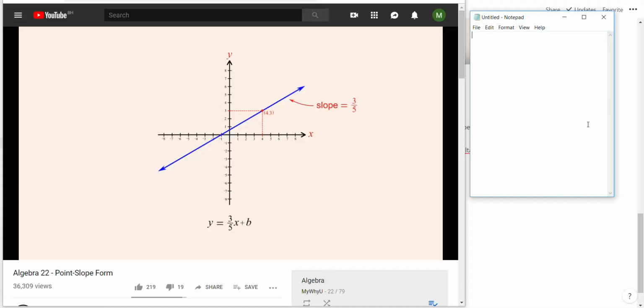Since we know the slope and the coordinates of one point, we can write the equation for this line using the point-slope form. Since the slope is 3/5, we assign a value of 3/5 to the constant m. And since the coordinates of the known point are 4, 3, we set the value of x1 and y1 to 4 and 3. So the equation for this line in point-slope form is y minus 3 equals 3/5 times the quantity x minus 4.